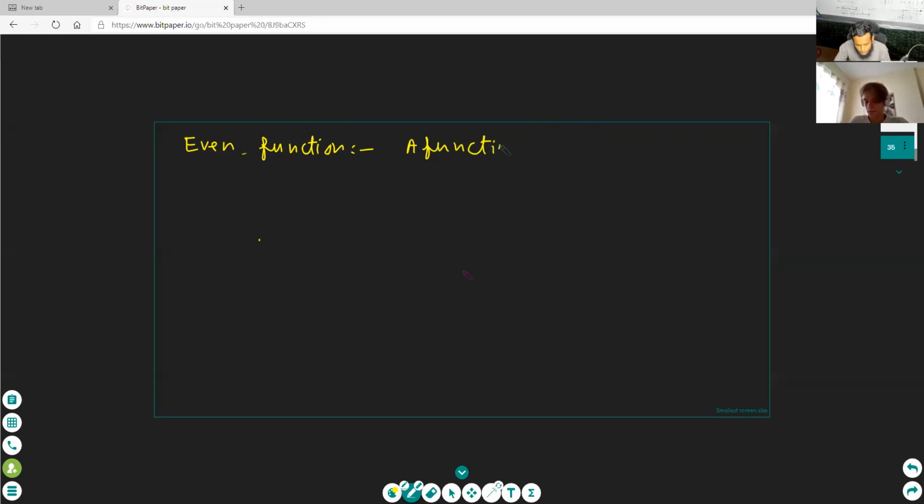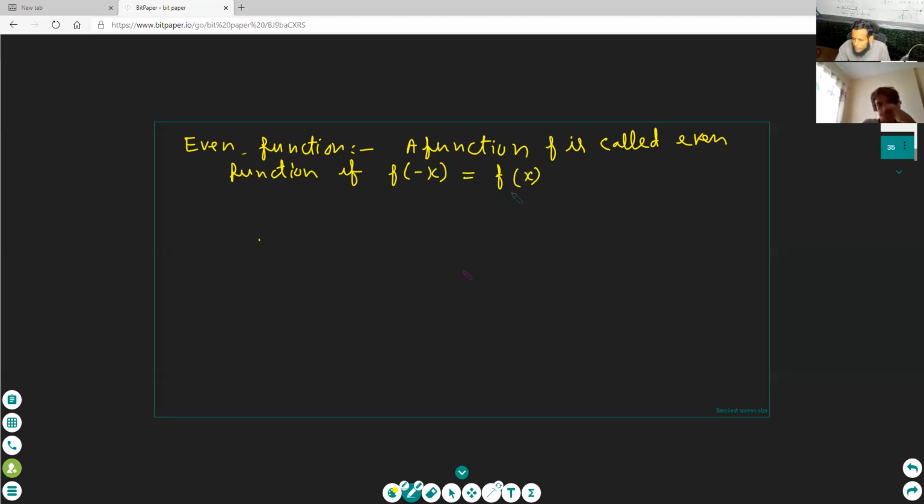A function f is called an even function if f of negative x equals f of x. When we replace x with negative x, the value for positive x and the value for negative x are both the same, the same y values, for all x in its domain. Clear?